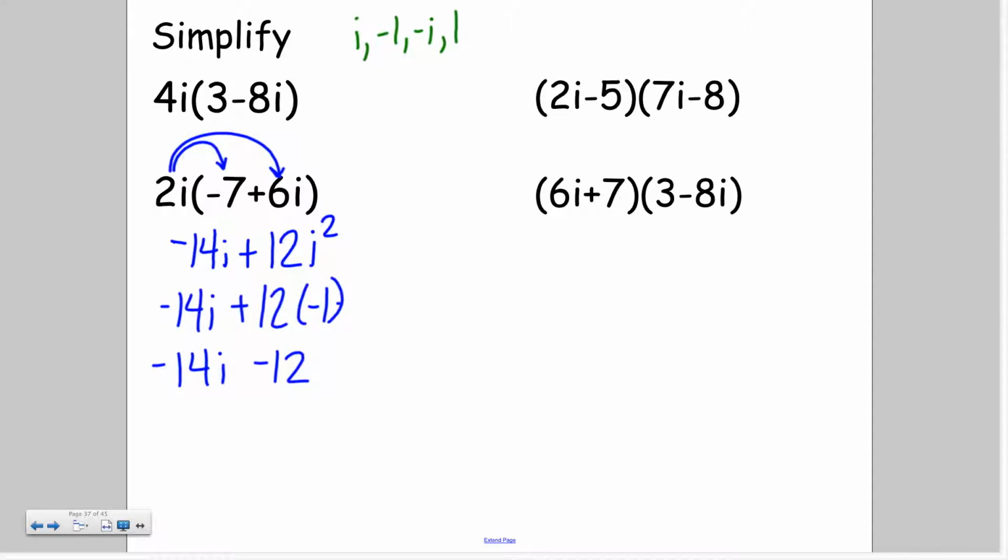Now, this is not written right. We need to fix that. So it's going to end up being negative 12 minus 14i.